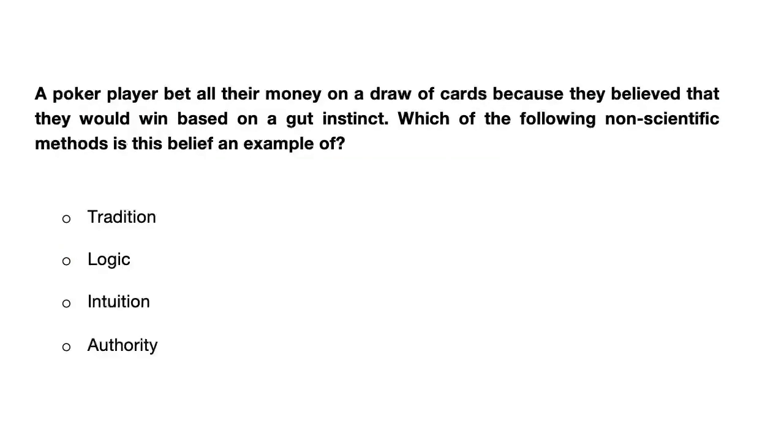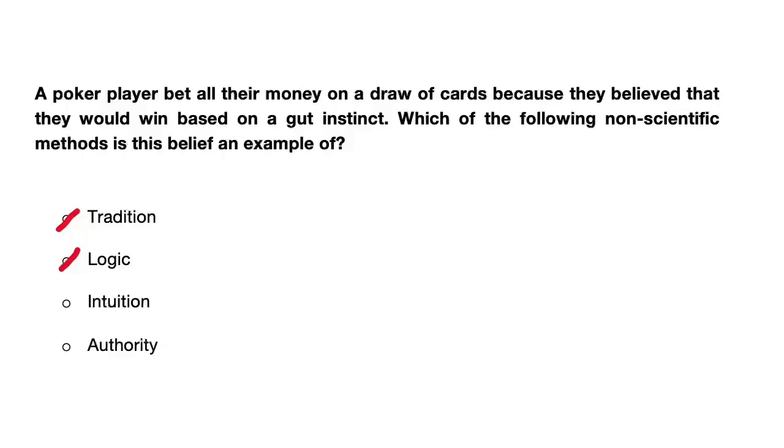A poker player bet all their money on a draw of cards because they believed that they would win based on a gut instinct. Which of the following non-scientific methods is this belief an example of? Would it be tradition, logic, intuition, or authority? Let's go through each option. First, we can rule out tradition, which refers to beliefs or practices passed down through generations. The poker player's decision is based on a personal feeling, not cultural or historical customs.